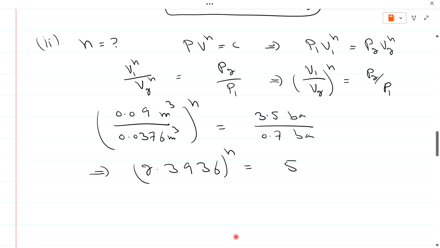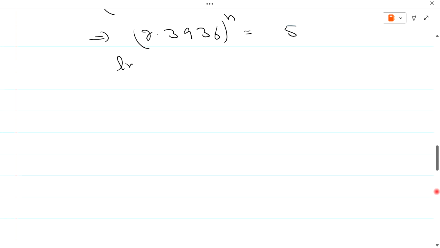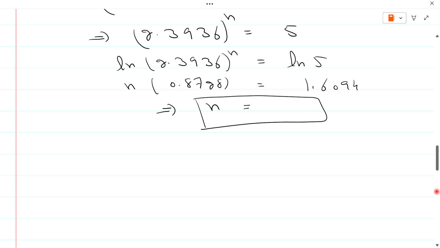Now to find n, take the natural log on both sides. Natural log of 2.3936 whole power n is equal to natural log of 5. So according to the log law, n will be the coefficient. n times the natural log of 2.3936, which is equal to 0.8728, and natural log of 5 is equal to 1.6094. So n is equal to 1.844.